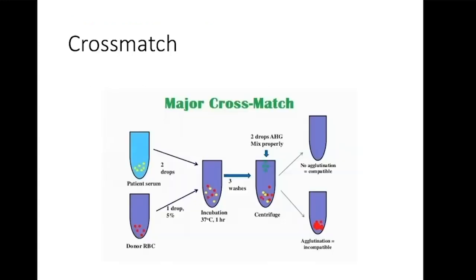This is a flow chart of a cross-match. On the left, we'll begin with the patient's serum and the donor's red blood cells. These samples are mixed. If agglutination occurs after the mixing, the samples are incompatible and a transfusion reaction would occur. This is what's happening on the lower right. If no agglutination occurs, then that means that you can proceed with the transfusion because the blood samples are compatible.